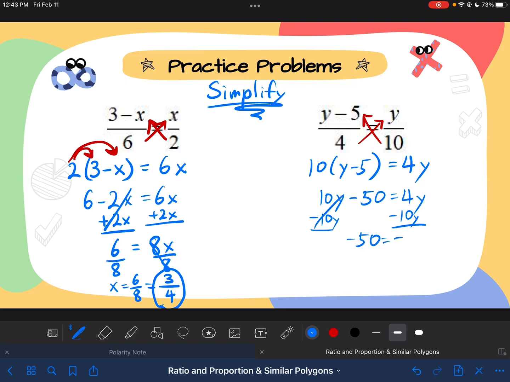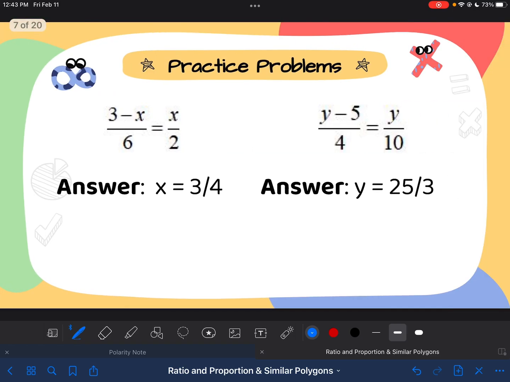Okay, and that will give you negative 6y. If you divide negative 6 on both sides, that should give you 50 over 6, which is also 25 over 3. So it's just simple math calculation. Now, if you're struggling with it, please make sure to go over the notes again or ask me questions or send me an email about the problem you're having with this concept. So that is your answer, 3 over 4 and 25 over 3.